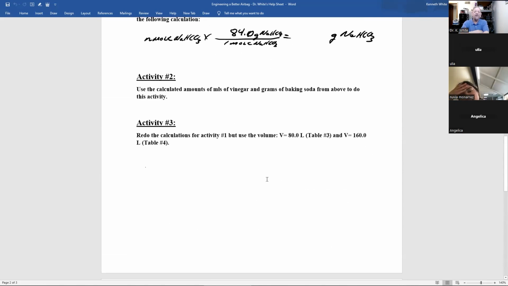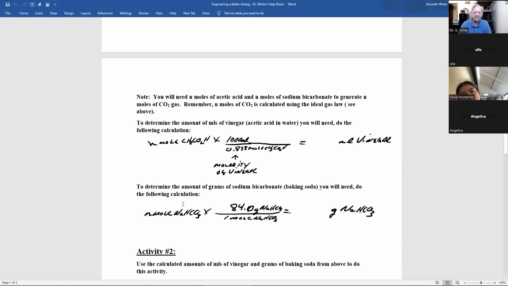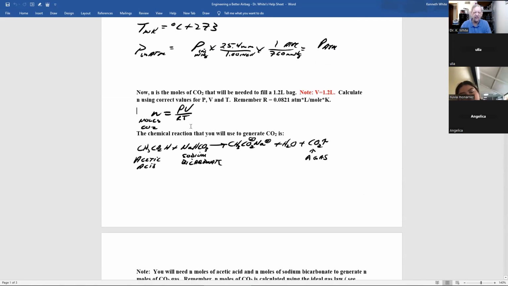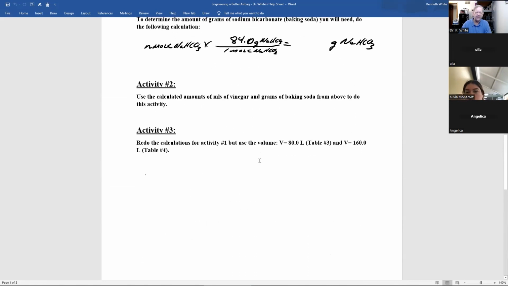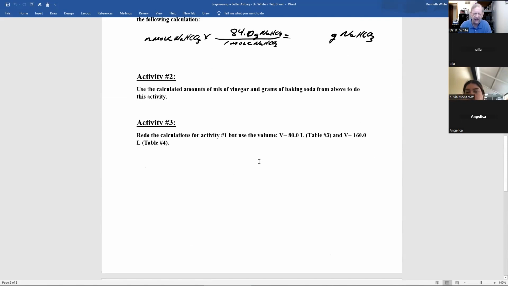Now, for the same activity 2, you'll do the same calculation right here, except N is going to change. The volume will be different for activity 2 and activity 3. You don't have to do anything there except calculations. I'll come back to that. Let's take a look at the lab.